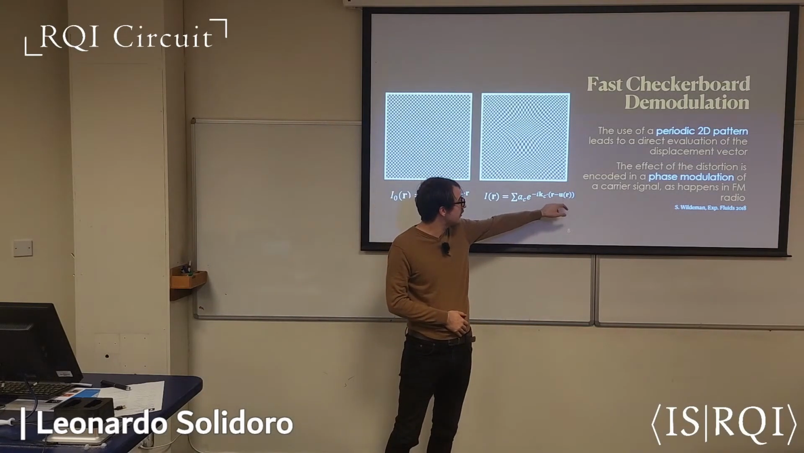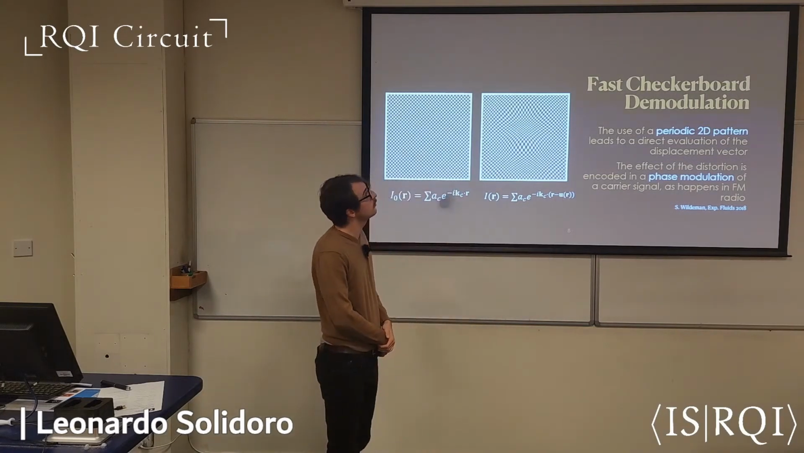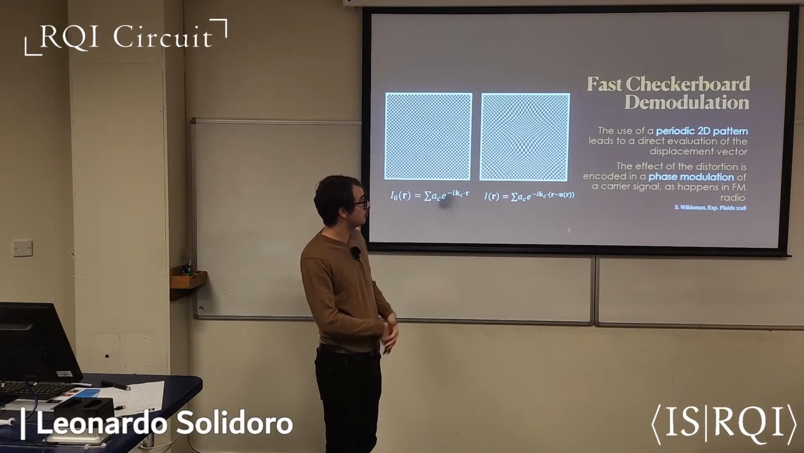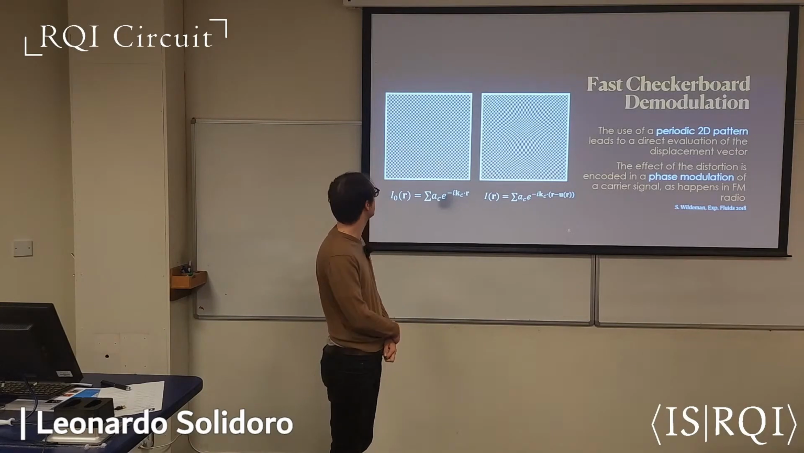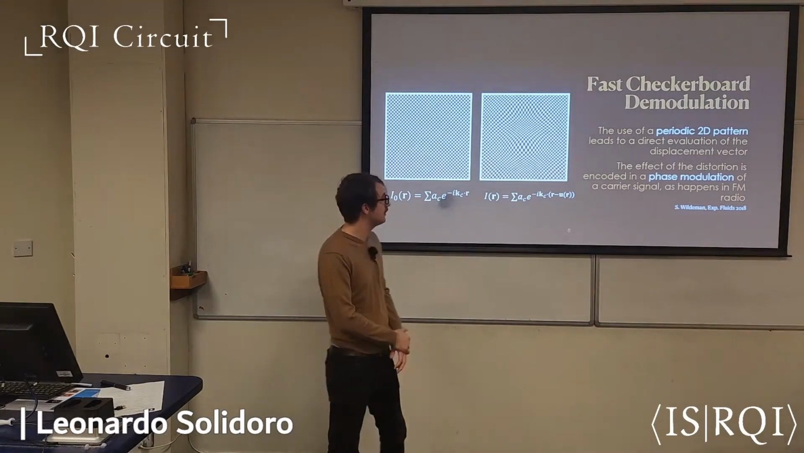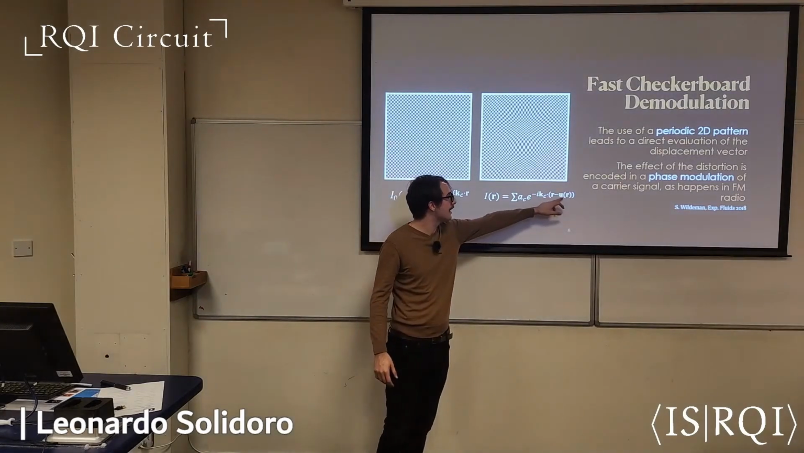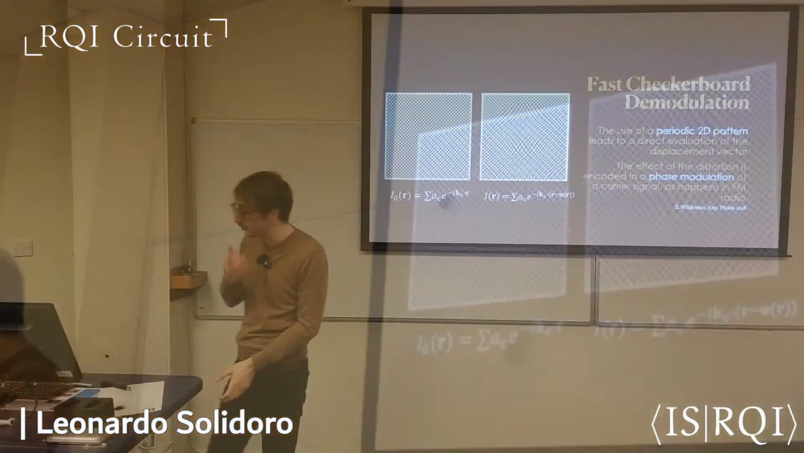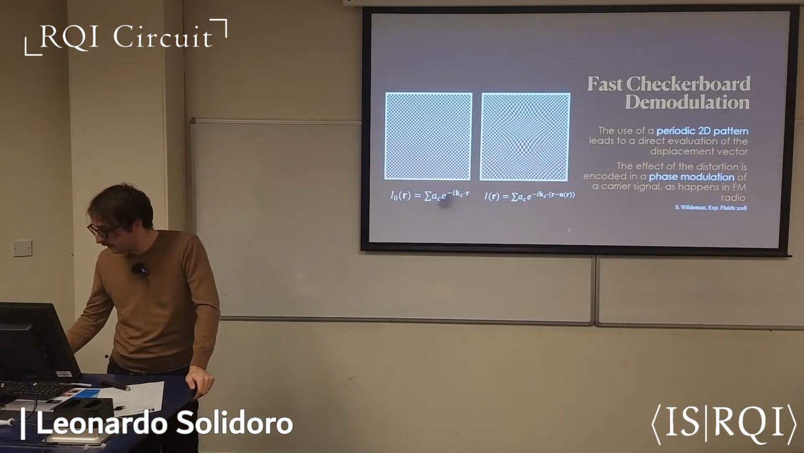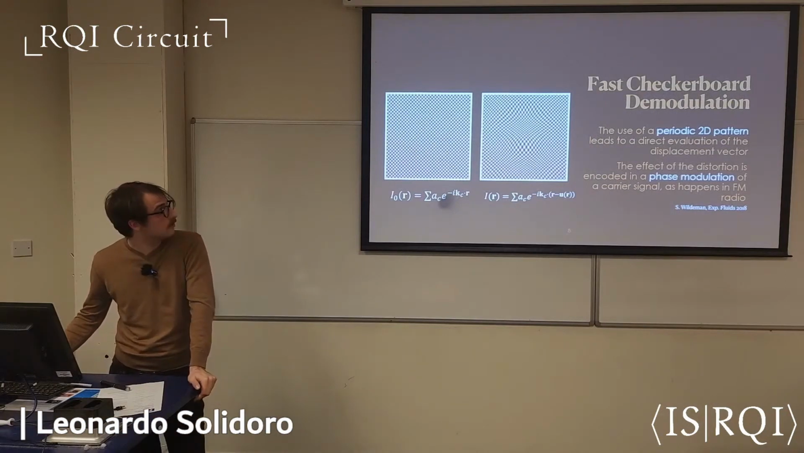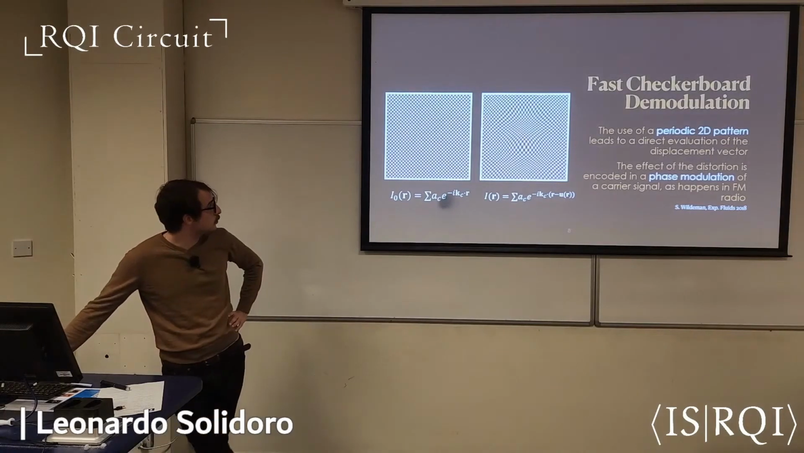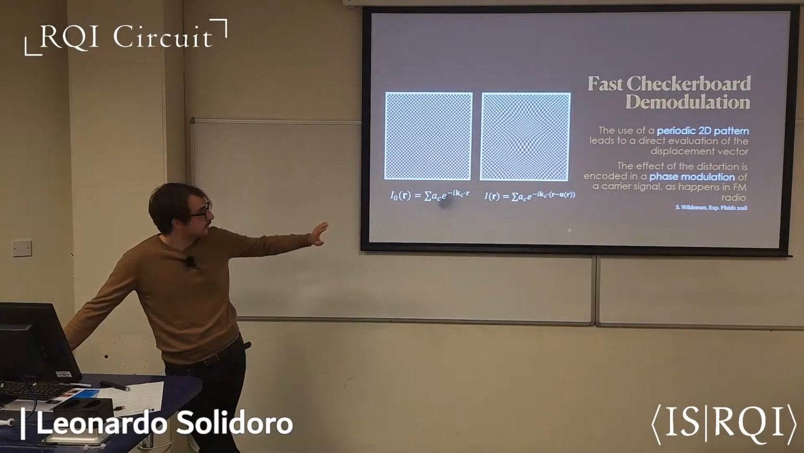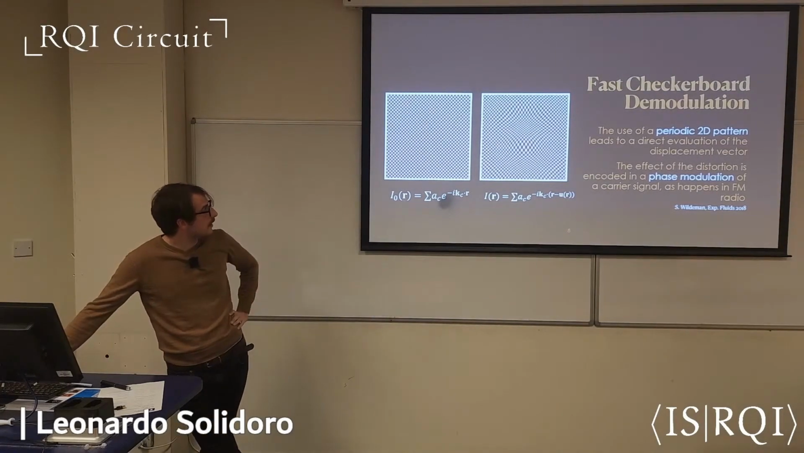So the idea is that we can reconstruct the surface by obtaining numerically this displacement vector. For this, we use a technique called fast checkerboard demodulation, which exploits a two-dimensional periodic pattern. The effect of this local displacement will be a modulation in the phase of this known checkerboard pattern, and by analyzing it, we can extrapolate the components of the displacement vector immediately.